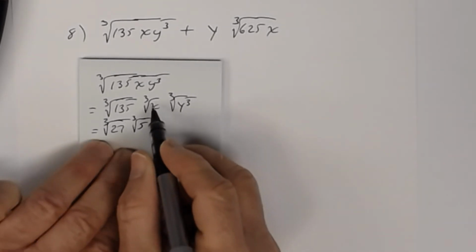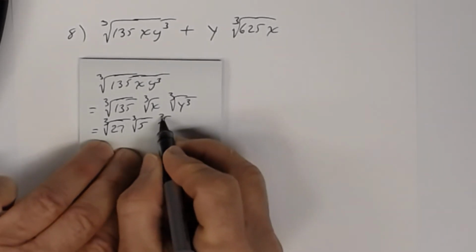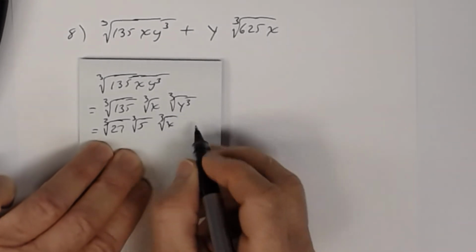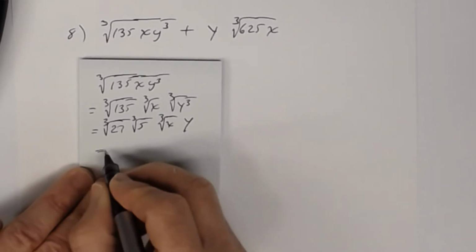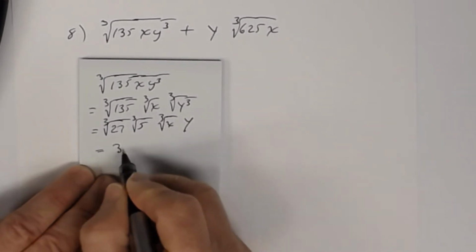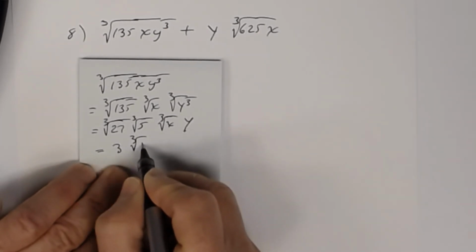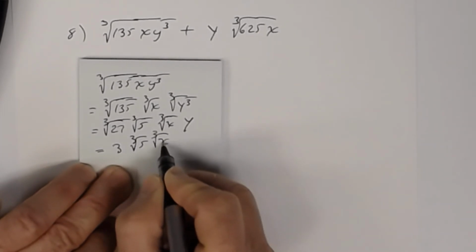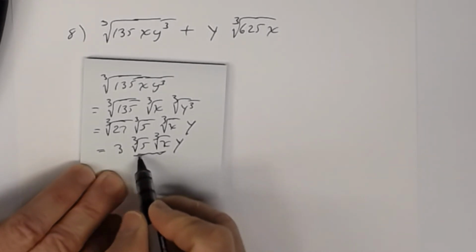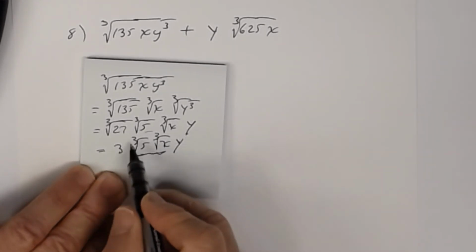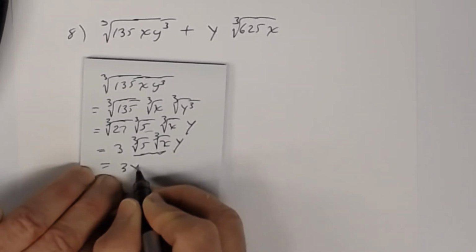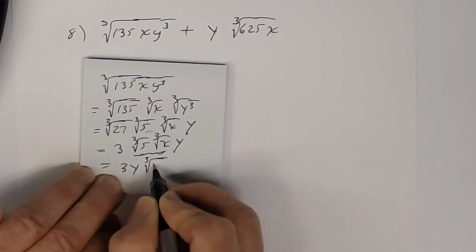And then the cube root of x I cannot simplify, so I'm going to rewrite it. The cube root of y cubed, 3 is divisible by 3, so that's just y. And now I know that the cube root of 27 is 3, so I get 3 cube root of 5 cube root of x times y. And remember our discussions in previous lessons, I can write this as 1 cube root. So I'm going to put the 3y first. So I get 3y times the cube root of 5x.